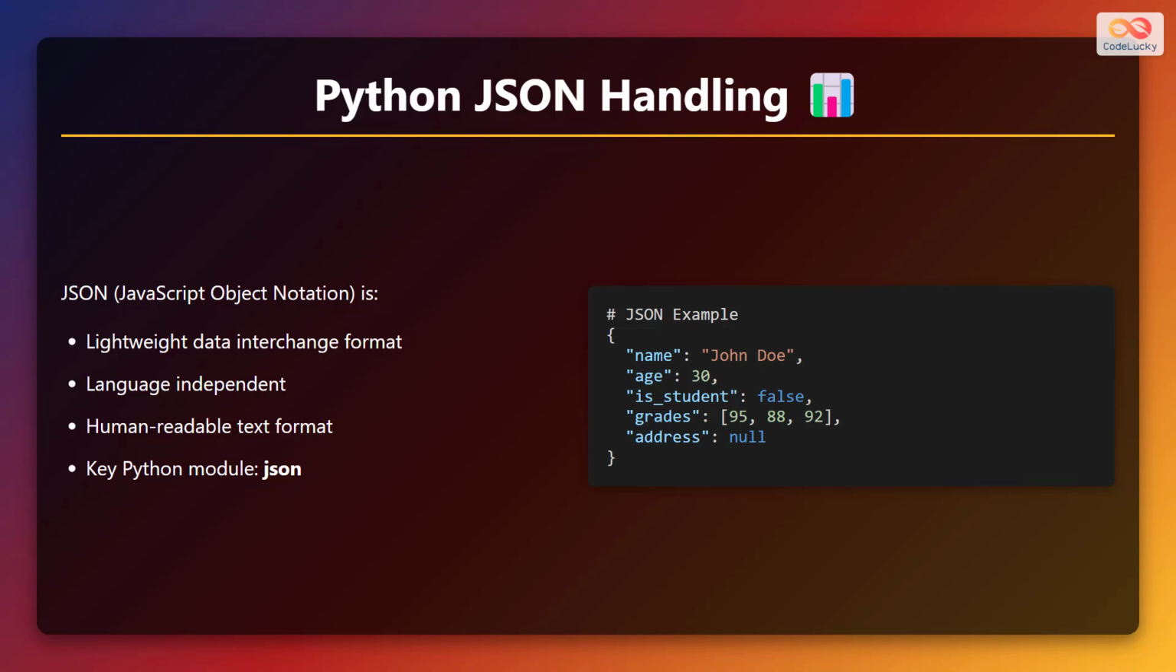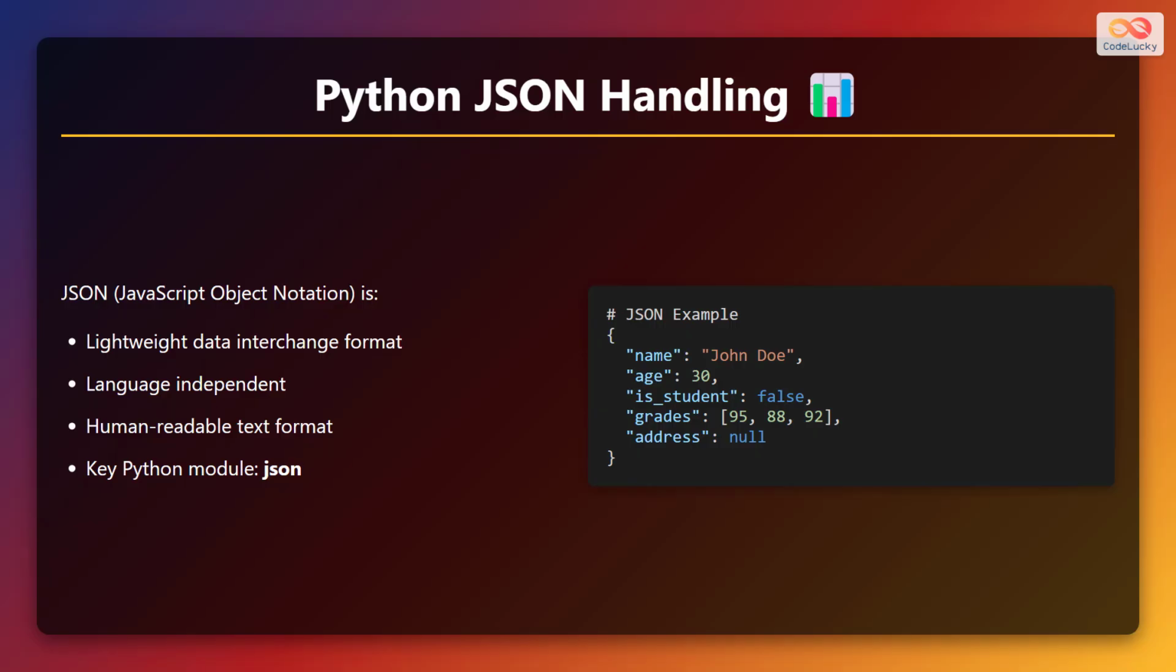Let's dive into JSON handling with Python. JSON, which stands for JavaScript Object Notation, is a lightweight data interchange format. It is language independent, meaning it can be used with virtually any programming language. And it is a human-readable text format, making it easy to understand and edit.